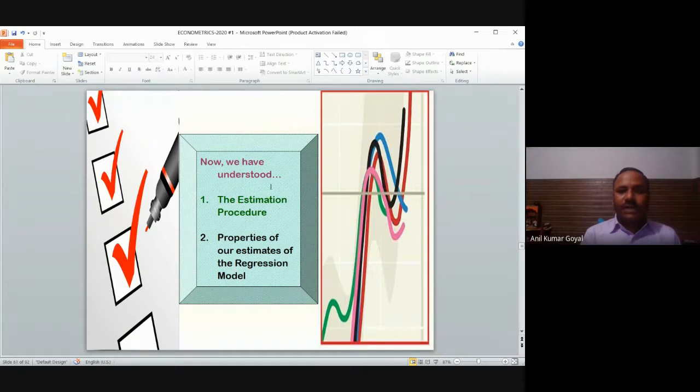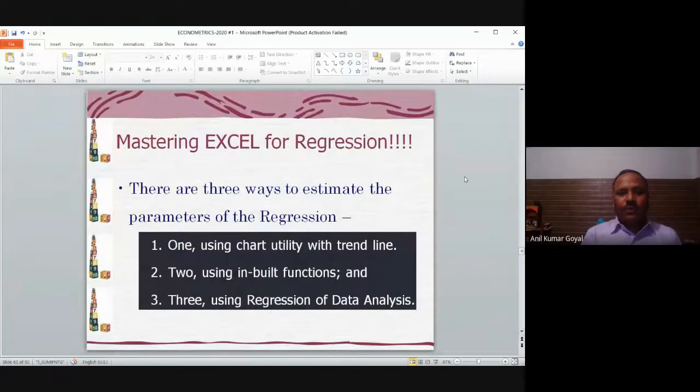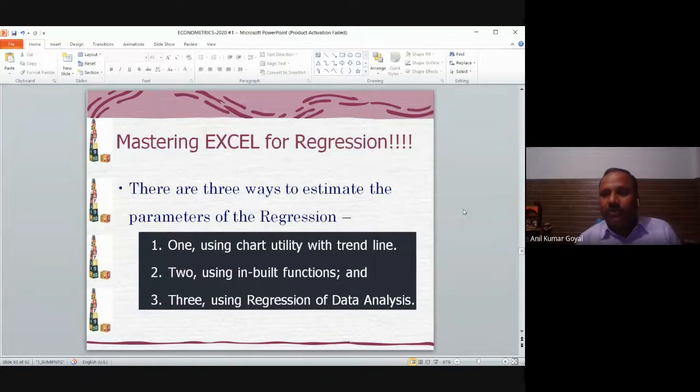Now we have to understand the estimation procedure and the properties of our estimate of the regression model. What are those? So, applying our learning, mastering Excel for regression, because how many of you have EViews software? Anybody who has EViews? No. Okay. So I should go for Excel. I thought that you do not have EViews, so I should go to Excel once again.